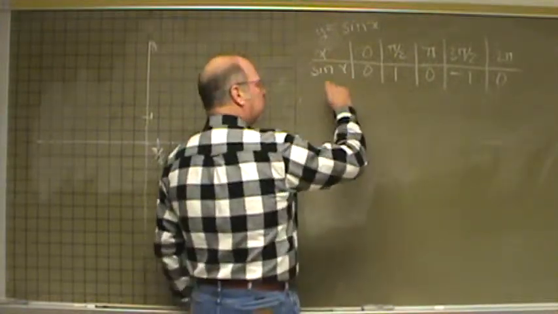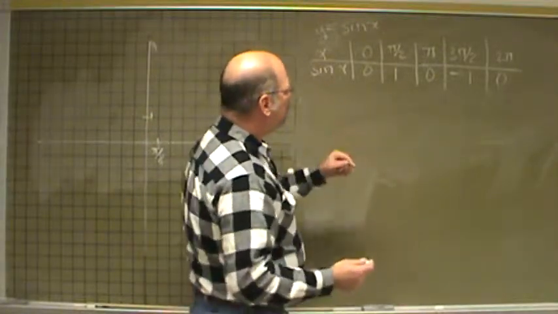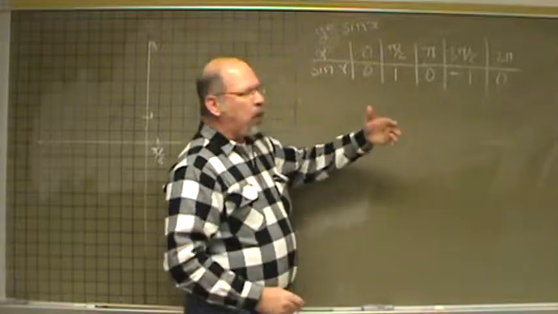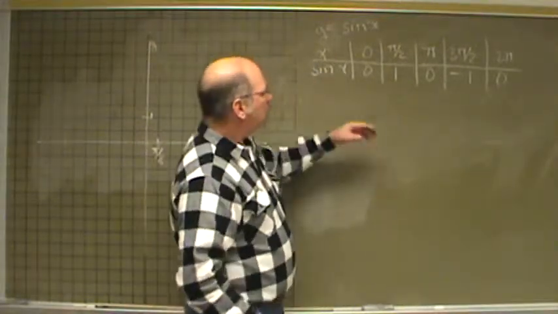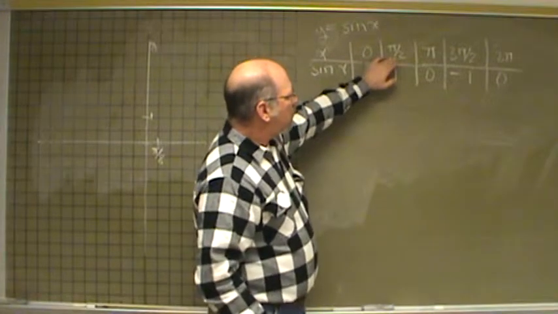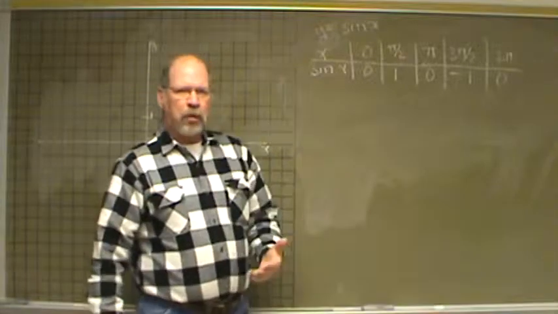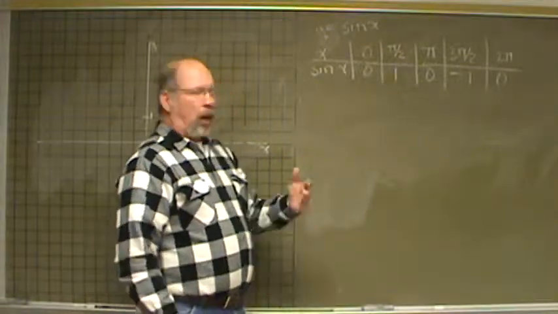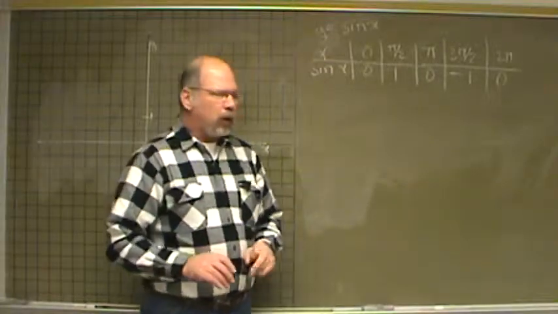The period of sine is 2 pi, so I want to make sure I get to 2 pi. This gives me some of the special values of sine from 0 to 2 pi. The numbers that I use are 0, pi over 2, pi, 3 pi over 2, and 2 pi. I use those same numbers for sine, cosine. Actually, I use them for all of them: tangent, cotangent, everything. Everything comes out of sine, cosine.